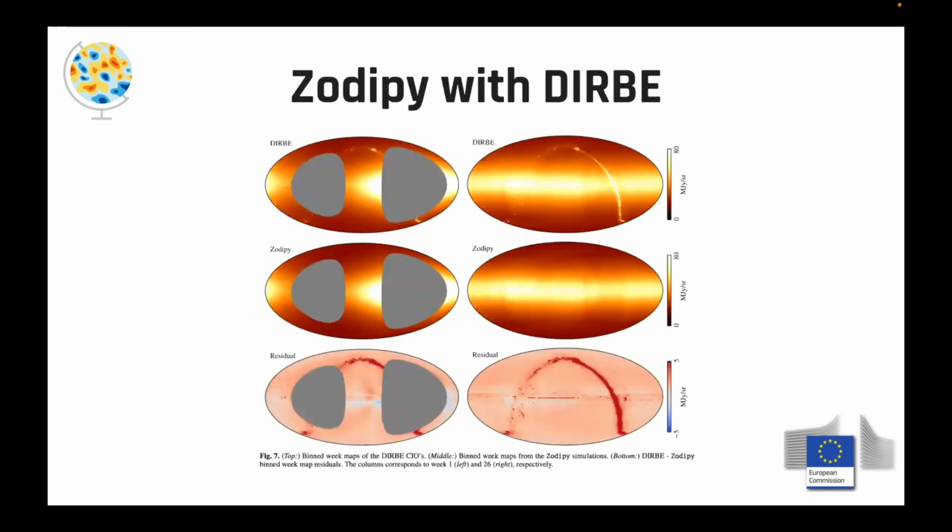And here is a preliminary usage of ZodiPy on the Derby data, where we have taken a weekly Derby data map, and we have used ZodiPy over the same pointing period. And then this is the residual. And again, this is for the full Derby data.